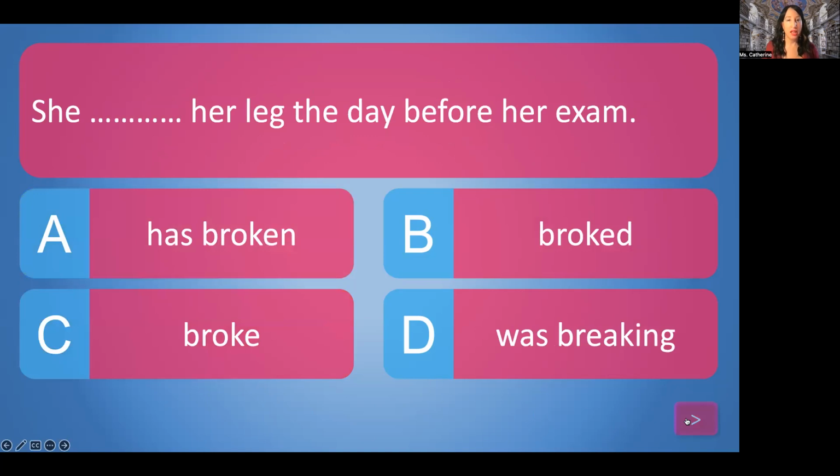She blanked her leg the day before her exam. A, has broken. B, broke. C, broke. Or D, was breaking. All right, let's see if we get this together. I don't know. You're going to have to help me out here. Let's see. Nope, it's not has broken. Which one do you think it was? That's right, broke, the simple past. She broke her leg the day before her exam. So we're talking about the simple past. It happened in the past and that's it.